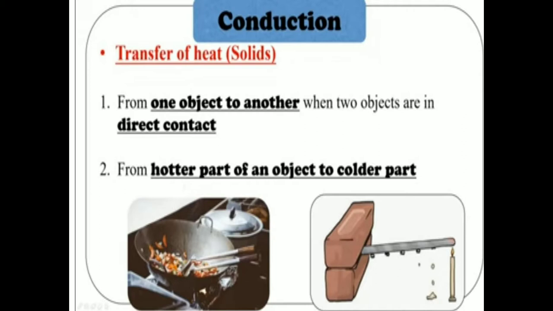Do these pieces begin to fall? Which piece falls faster? The heat is transferred from the end nearest to the flame to the other end. The process by which heat is transferred from the hotter end to the colder end of the object is known as conduction. In solids, generally, the heat is transferred by the process of conduction.